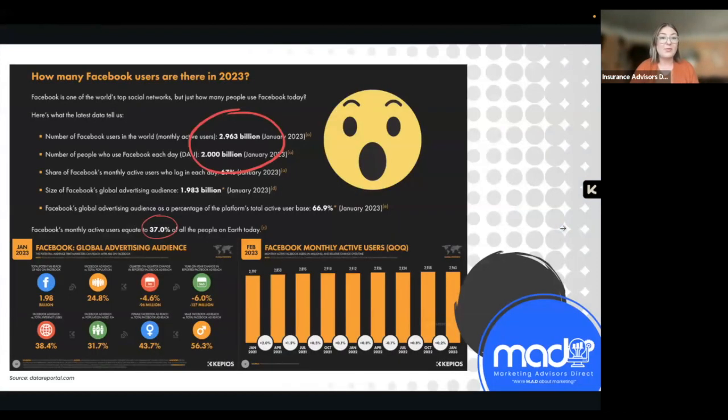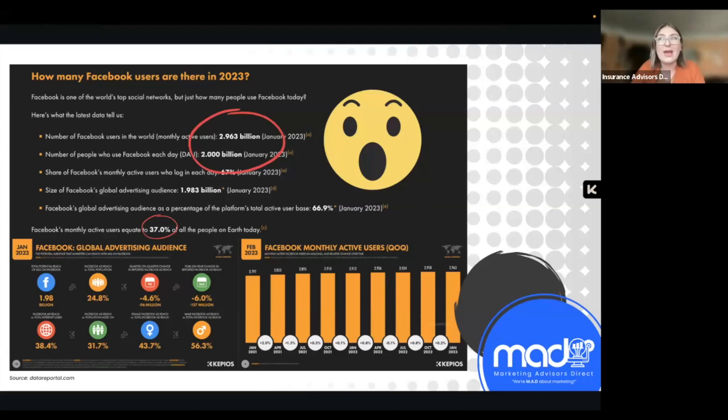So like I had said before, as far as the social network for 2023, the number of Facebook users in the world, monthly active users, is 2.963 billion people as of January 23. The number of people who use Facebook each day is about 2 billion. Think about it this way.